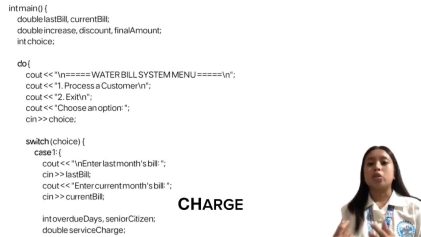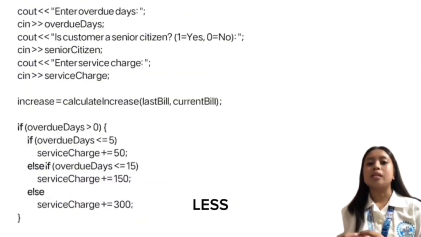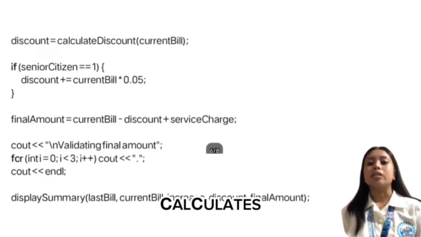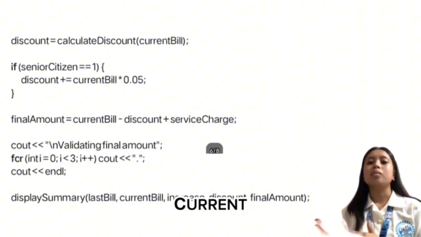It then determines the service charge, which depends on the number of overdue days: 5 days or less, 6 to 15 days, more than 15 days. Next, the program calculates the discount based on the amount of the current bill. If the customer is a senior citizen, an additional 5% discount is applied. After all deductions and charges are computed, the program calculates the final amount using the formula: final amount is equal to current bill minus discount plus service charge.